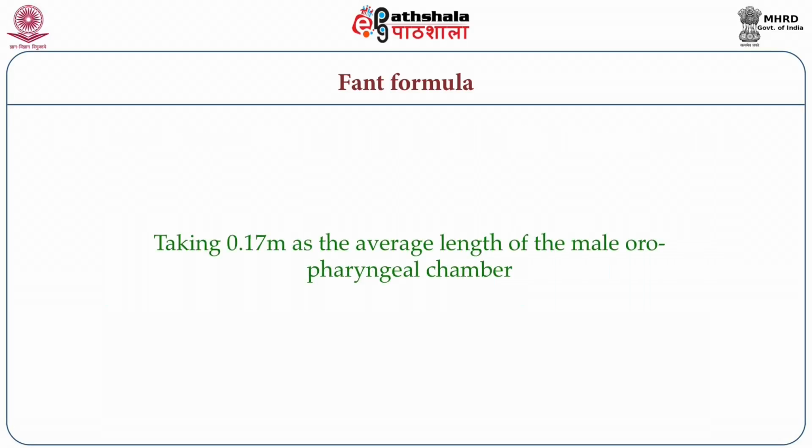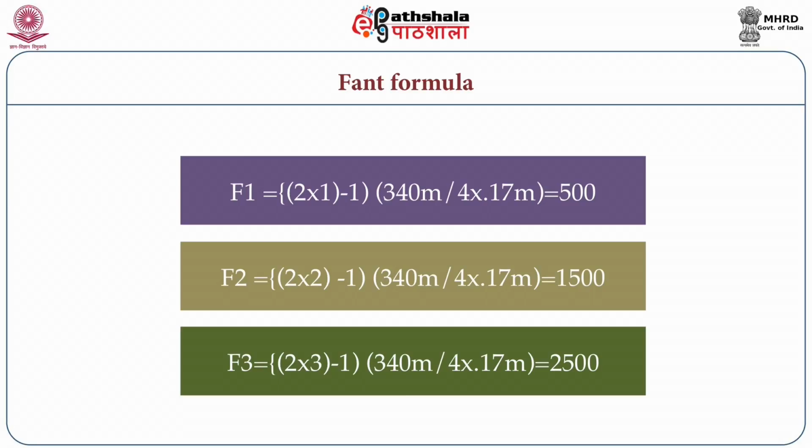So taking 17 centimeters or 0.17 meters as the average length of the male oropharyngeal chamber, you can convert these into numbers and see what you get. 2 multiplied by 1 for F1, 2 multiplied by 2 for F2, 2 multiplied by 3 for formant 3. Then minus 1, and the whole thing is multiplied by 340 meters per second is the velocity, and then divided by 0.17 meters into 4. The figures that you get as a result of this, the F1 at 500, F2 at 1500 and F3 at 2500.